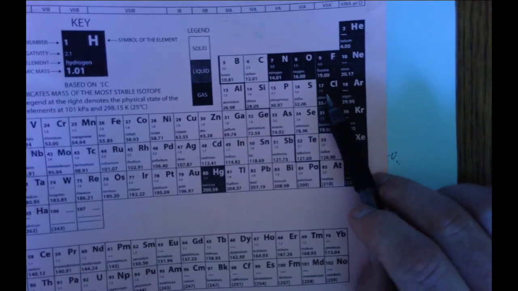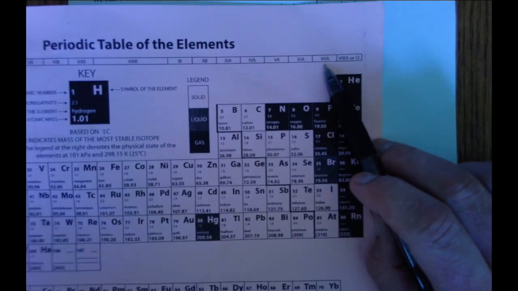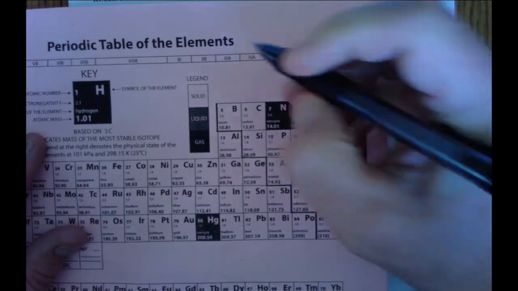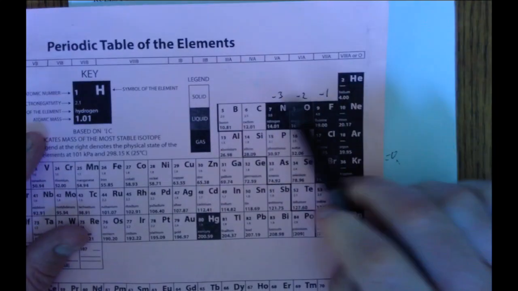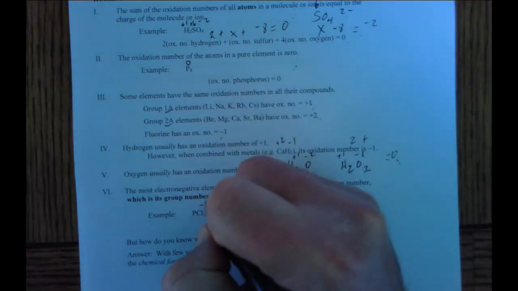So we take its 8 minus its group number. And if you know your charges, that's just the same as what we normally would have written up there for their charges. So when we look at that, chlorine is going to be negative 1.